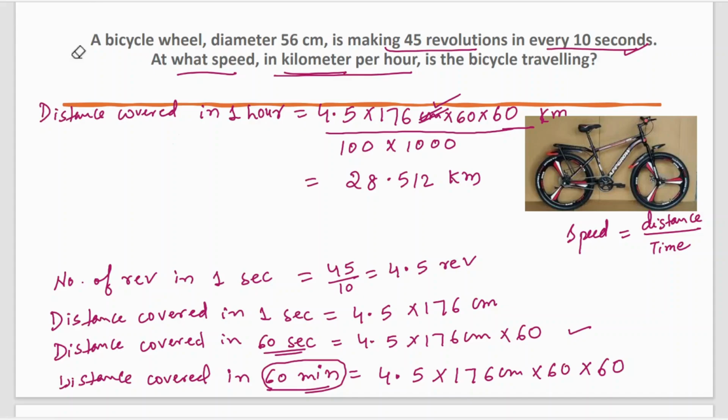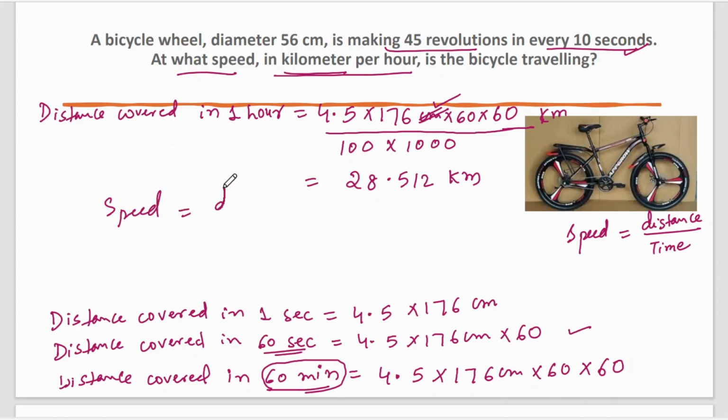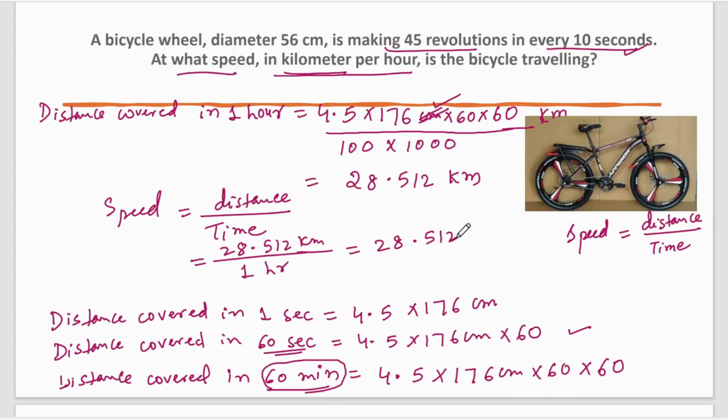Or if you are getting confused, you can use the formula and then write it. So let me erase this. We know that speed equals distance covered divided by time. So what distance have they covered? 28.512 kilometer, and in how much time? In 1 hour. So this speed will be 28.512 kilometer per hour. Now we have got the final answer. This is your final answer.